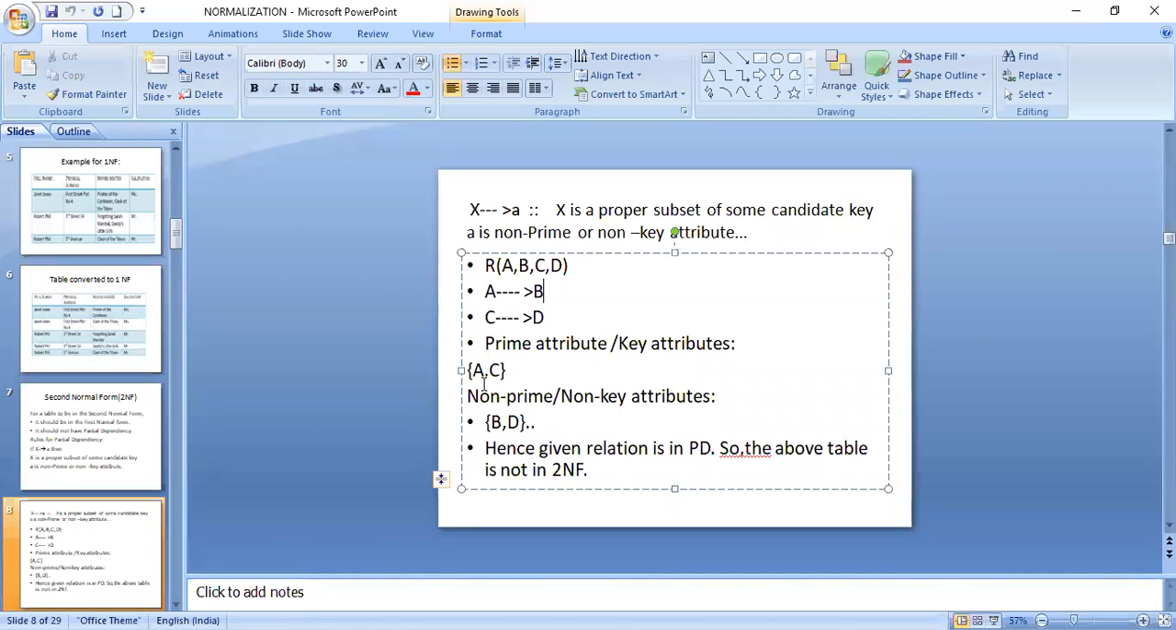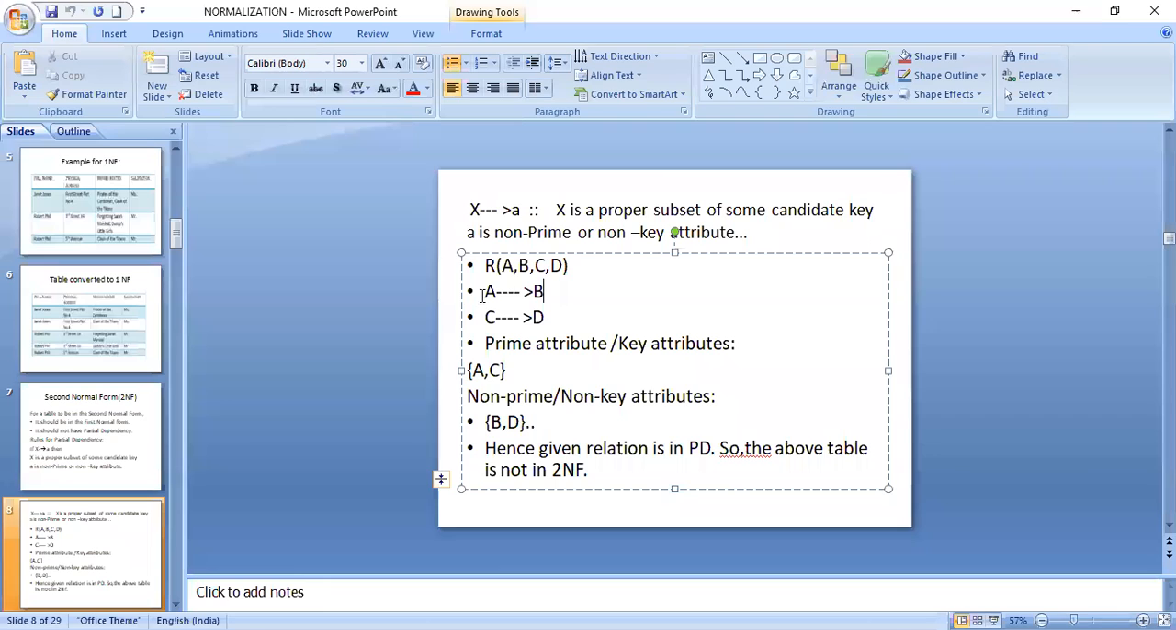Similarly, A comma C are prime attributes. Essential attributes are nothing but prime attributes or key attributes. Similarly, the attributes which are not essential attributes are simply called non-prime or non-key attributes. Those are nothing but B comma D.